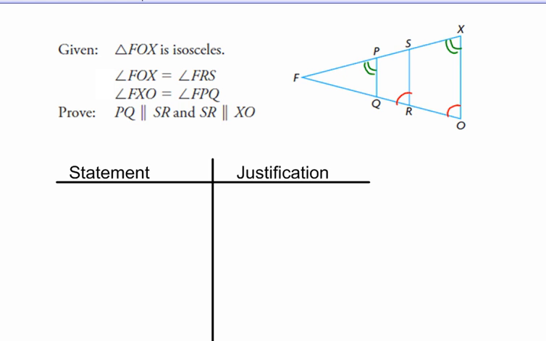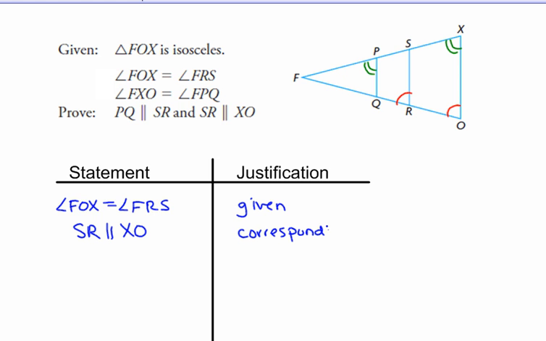Okay, so where are we going to start? Well, let's start with our given, right? They told us that angle FOX is equal to angle FRS, so we can say that was given. They told us that those two, the red ones there, are equal to each other. And what do we call those angles? We call those, it's like the F symbol, corresponding. And since they're corresponding angles, then we know that the lines are parallel. So SR is parallel to XO. Why? Because they are corresponding angles.